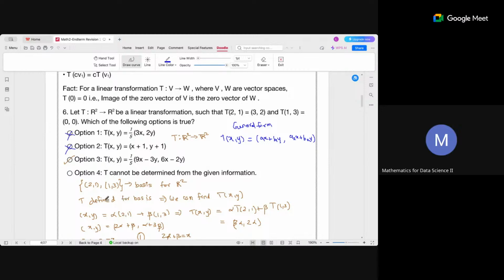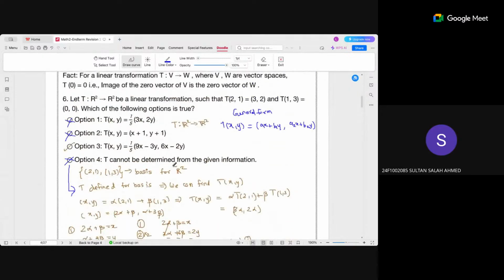And for the fourth option, I have mentioned that if T is defined for the basis, we can definitely find what is T of x comma y. So this option is also incorrect. Okay. And we have verified that this option is correct. All right. Clear? Yes, ma'am.